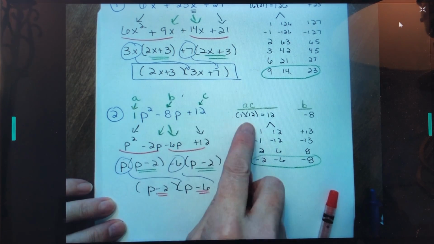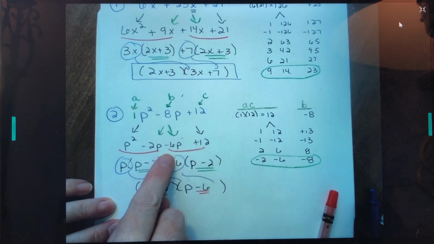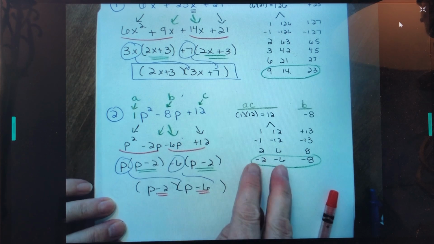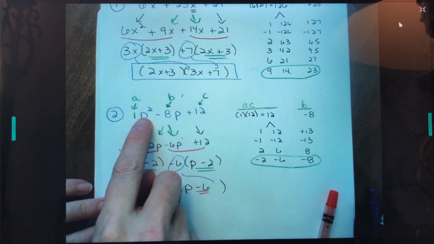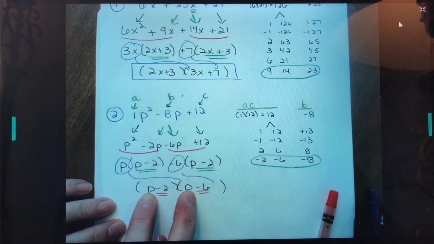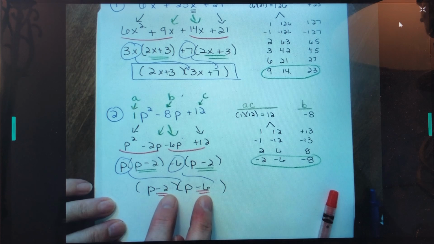As soon as you find those 2 numbers that work, you actually don't have to go through this entire grouping process. You can actually jump straight to the answer. Whatever your variable is, in this case it's a p, we're going to put a p and a p here, and then you can take those 2 numbers and actually just map them in.